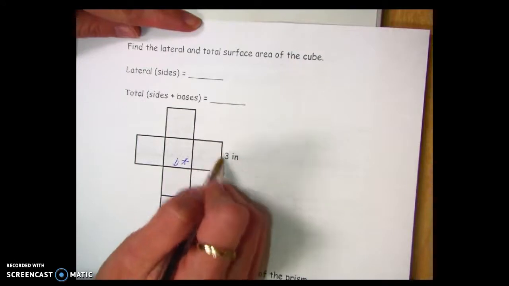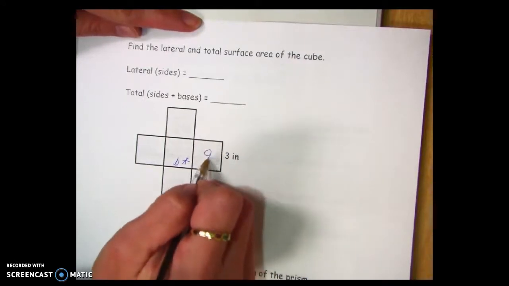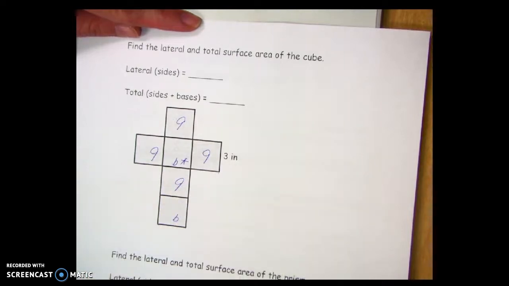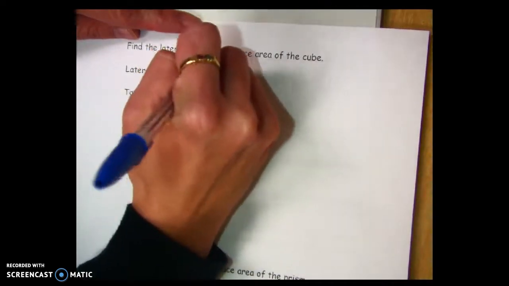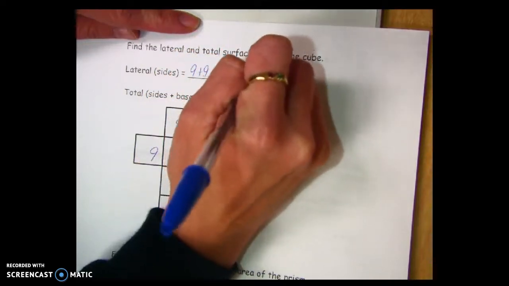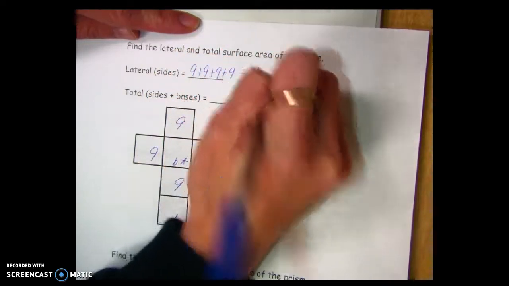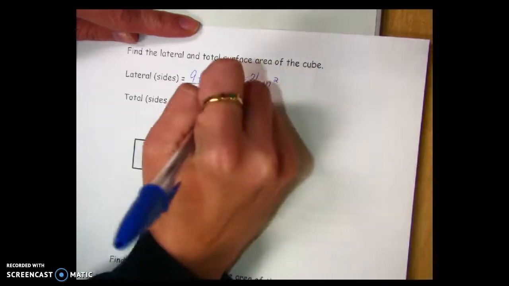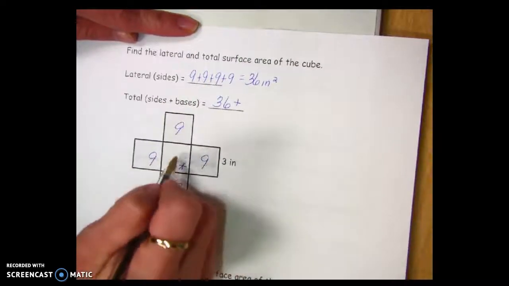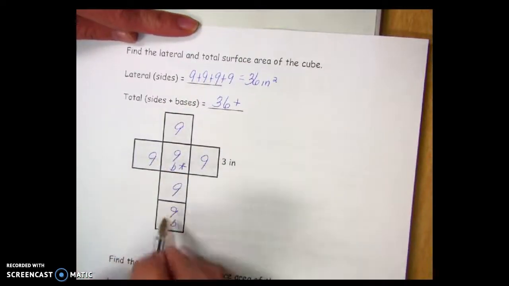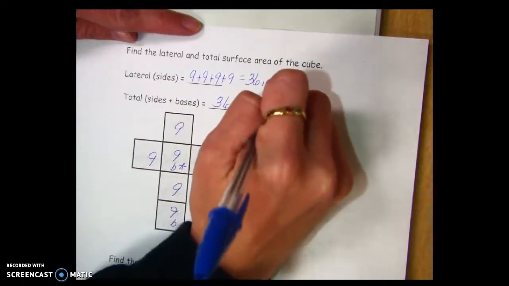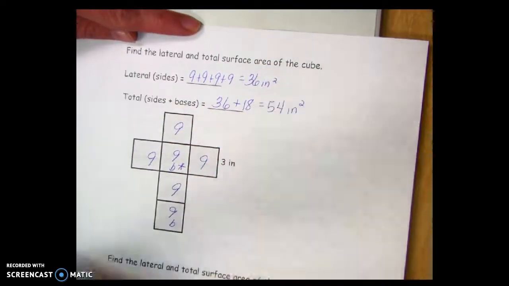If it's a square, that means it's 3 by 3. So those are all 9. So those are the sides. So we would have 9 plus 9 plus 9 plus 9, which would be 36 inches squared. Then to find the total, I'm going to have the lateral plus I'm going to add these two, so plus the 18. So 54 inches squared.